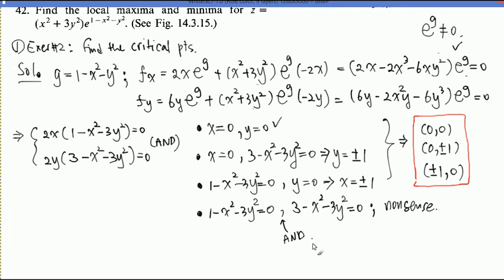Make sense? So if you plug in these numbers, you get these 5 critical points. Fair enough?